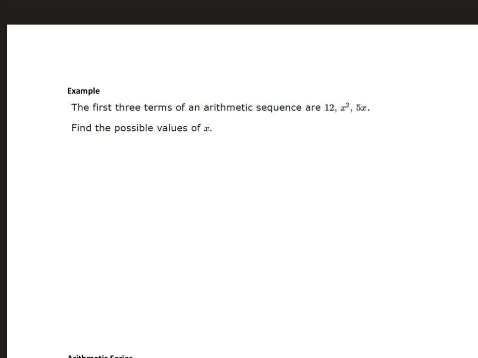Okay, here's another one. The first 3 terms of an arithmetic sequence are 12, x squared, and 5x. So that's the key word, arithmetic. You could write u1 is 12, u2 is x squared, and u3 is 5x. And you could use the formulas for an arithmetic sequence to get 3 equations in terms of a, d, and x.